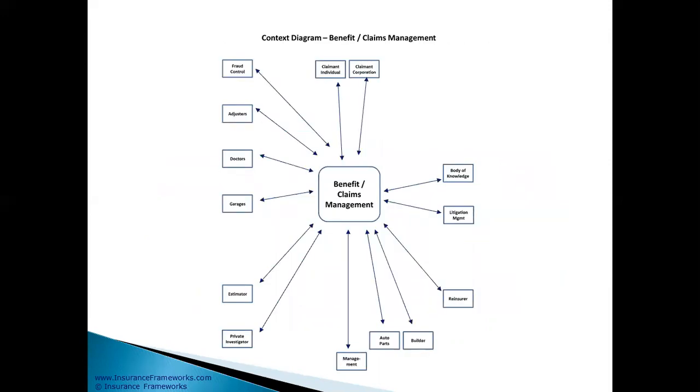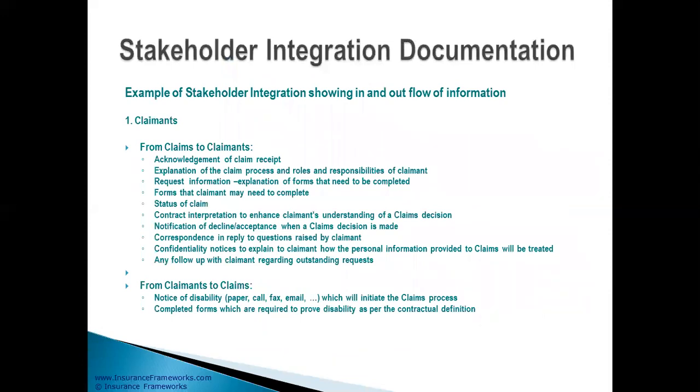Panorama 360 provides also a list of more than 100 stakeholders that participate in the value chain. In this case here, we've identified some of them. And we have adjusters, we have doctors, we have garages, estimators, and so on. And they will all interact within the claims management value chain. Once we have that, for each one of them, we can identify the information flows between claims and each actors, each stakeholders. So we have claims to claimant and we have claimant to claims, both sides of the equation.